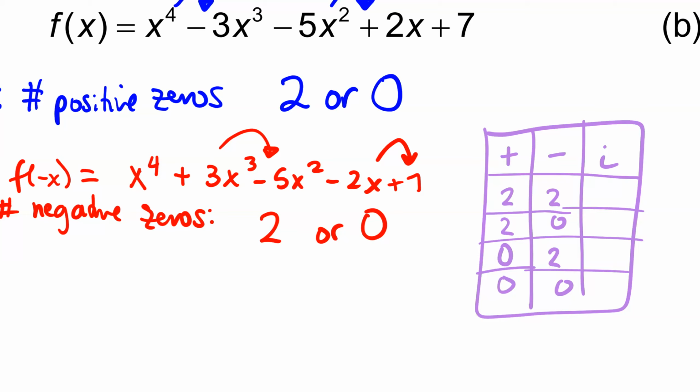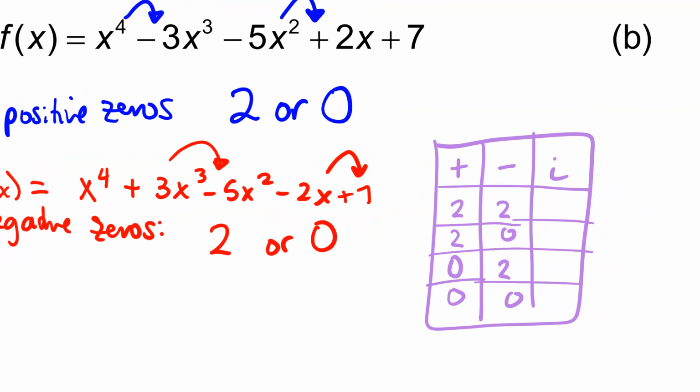What else do I need to do? How many zeros could I have? What's the maximum number of zeros I could have? 4. How do you know? It's the degree, the highest degree. Okay, so when I add all these up, they should equal 4.